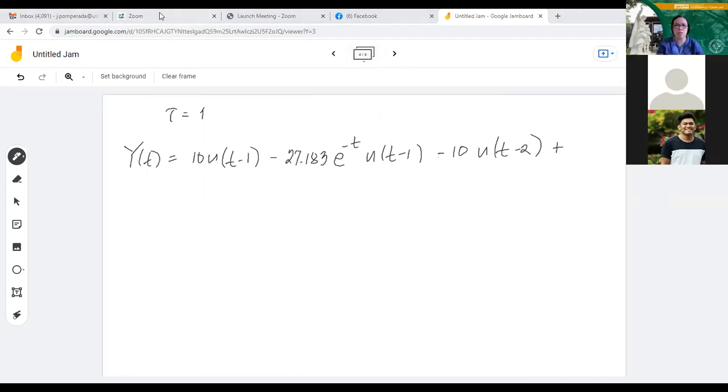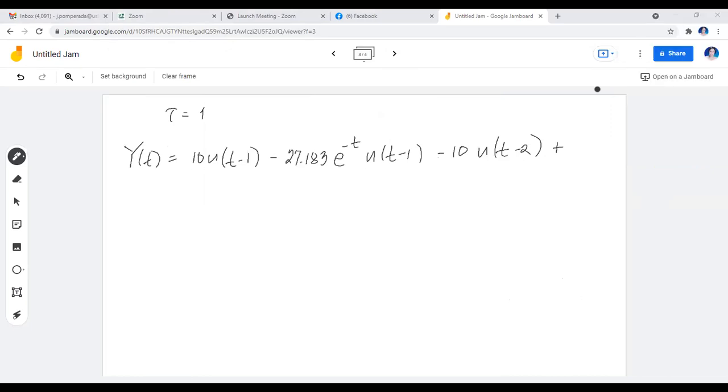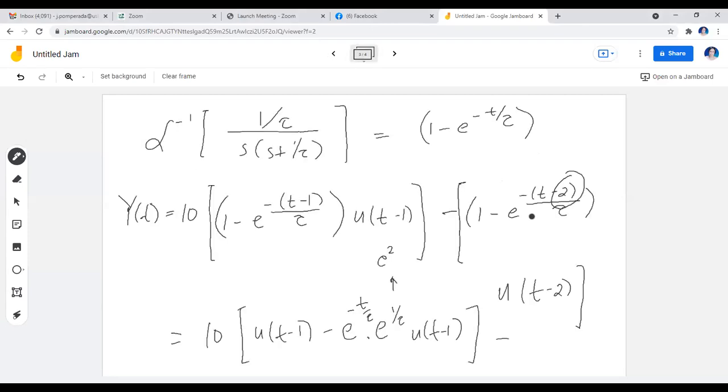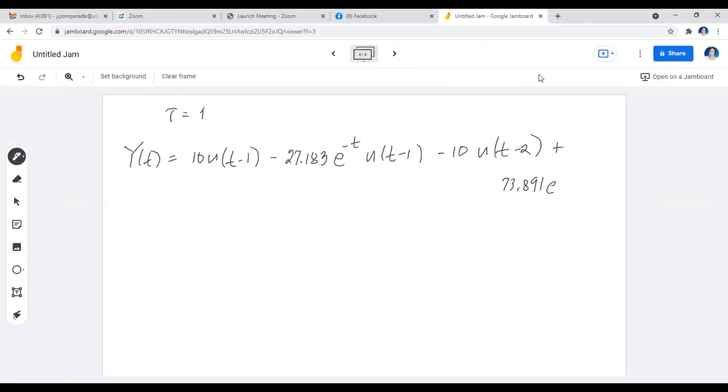Or you can place it on 73.891. Thank you. So I'll write it here below, 73.891. This is e raised to, in this case, still e raised to negative t over tau, which is 1. This would be e raised to negative t, but this time it should be u of t minus 2.